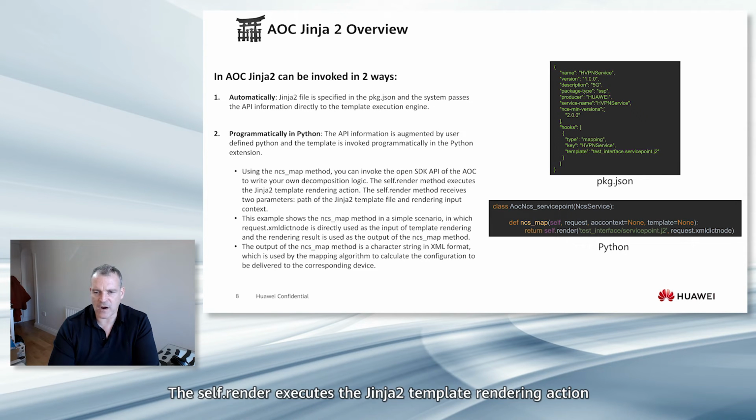The self.render executes the Jinja2 template rendering action and takes two parameters: the path to the Jinja2 template and the context data that the Jinja will use to map network configuration. In this example, the NCS map method renders the template using the received request data without any modification, but in practice this is where the request data will be added to or augmented. The output returned from the template execution is an XML string, which is then sent to the mapping algorithm to calculate the configuration changes for the target device.